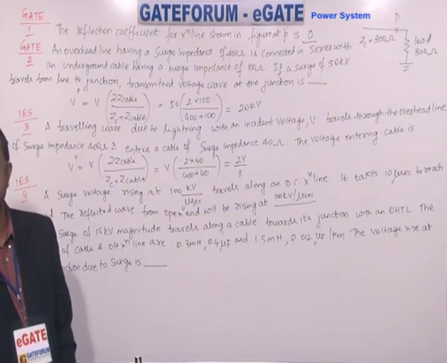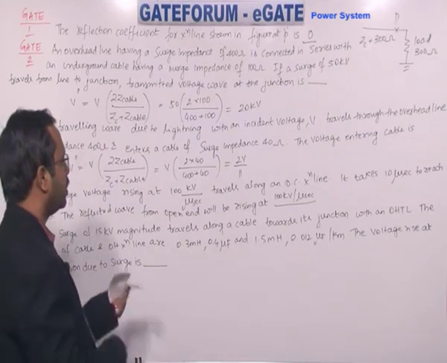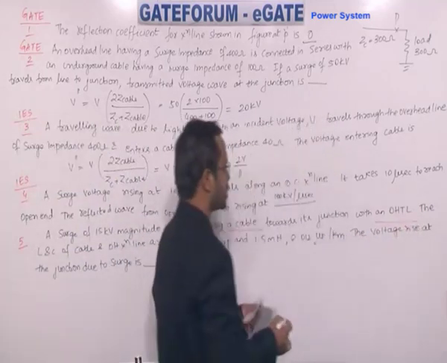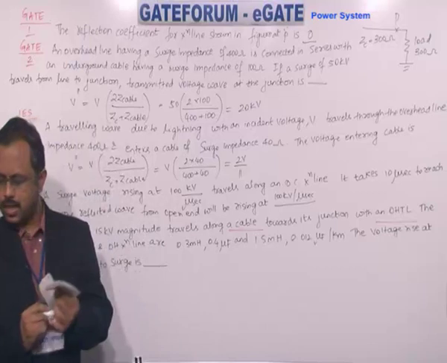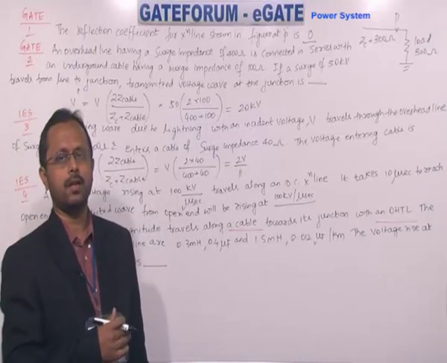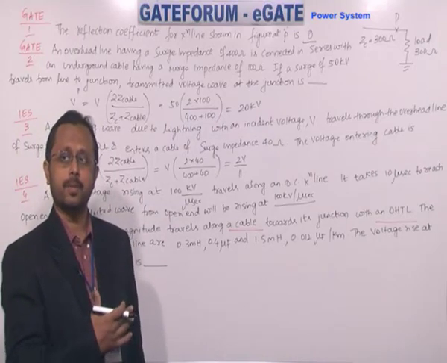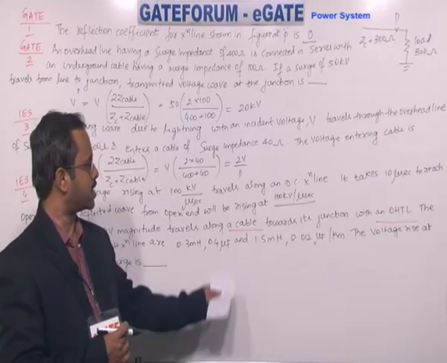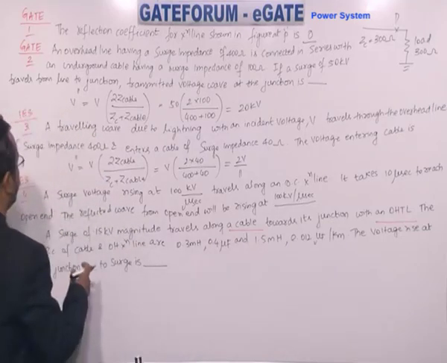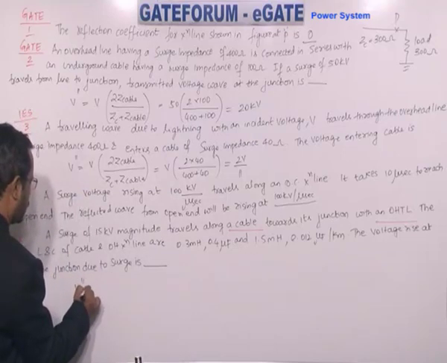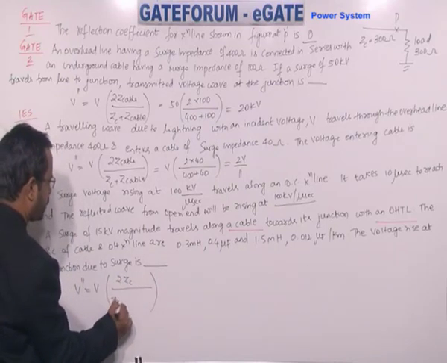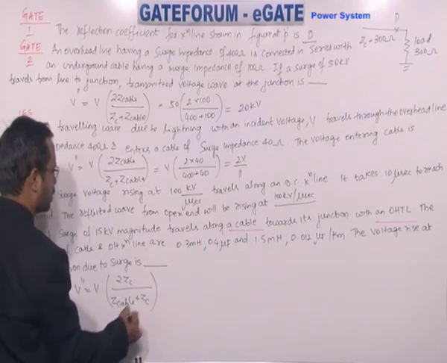So in this question you observe the important point. Wave is first traveling through cable, further through overhead transmission line. In our analysis, the wave travels through the line first, further through cable. But here the question data is represented reversely: first through cable, further through line. So how do you modify our formula now? V double dash is V into 2 times ZC by Z cable plus ZC.